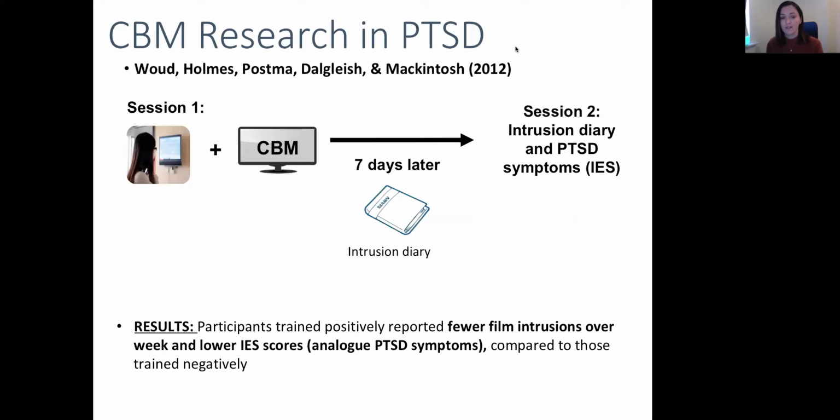And the results of this study showed that participants who were trained positively at session 1 reported fewer film intrusions over the week and lower Impact of Event Scale scores, so in other words, lower analogue PTSD symptoms, compared to those trained negatively.